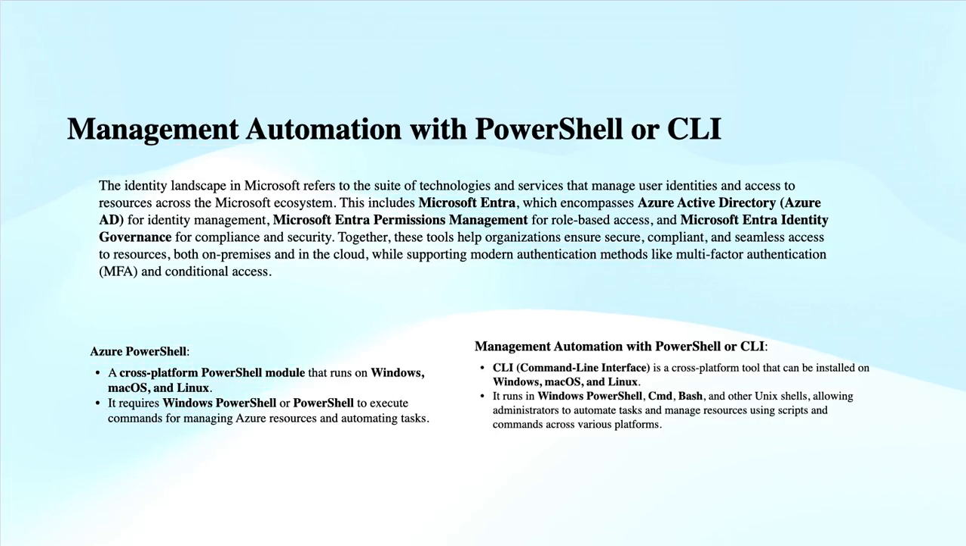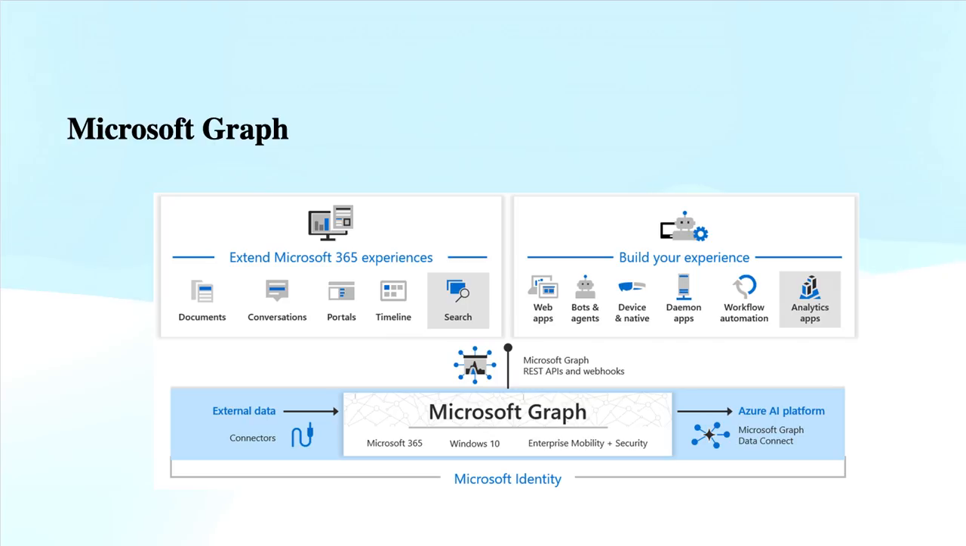Talking about the Microsoft Graph, which is a powerful API and platform provided by Microsoft, it enables developers to access a wide range of data and services within the Microsoft 365 ecosystem. It allows for seamless integration with Microsoft services like Azure Active Directory, today known as Entra ID, Office 365, SharePoint, OneDrive, Teams, and many more. This is using the unified API endpoint.